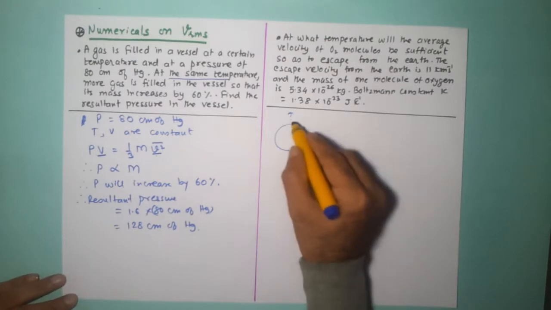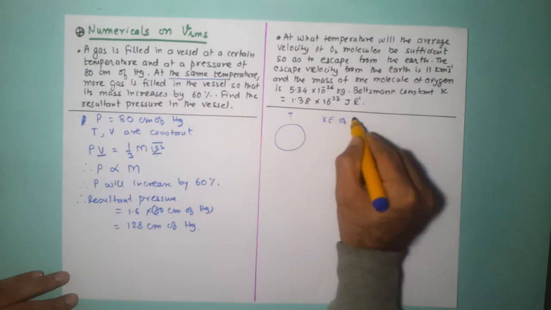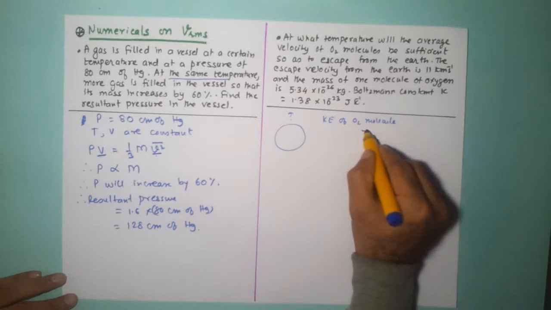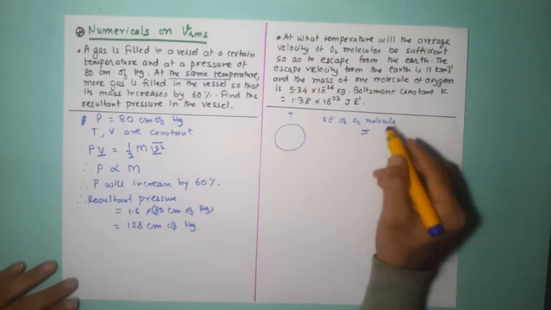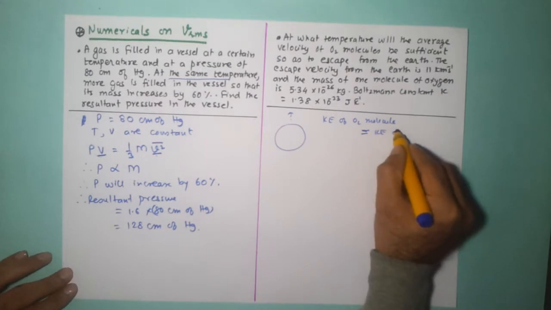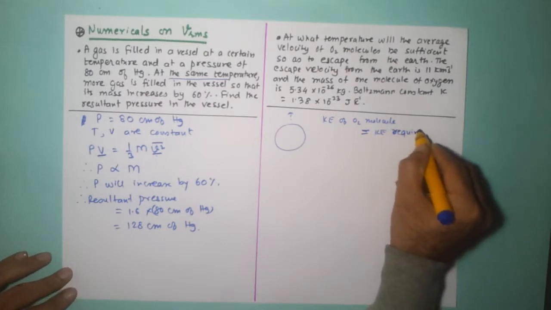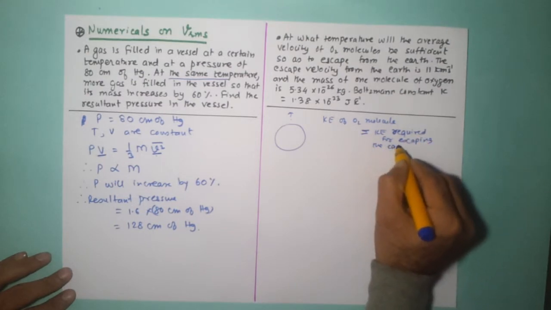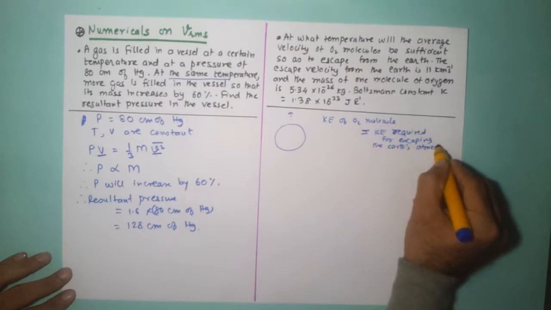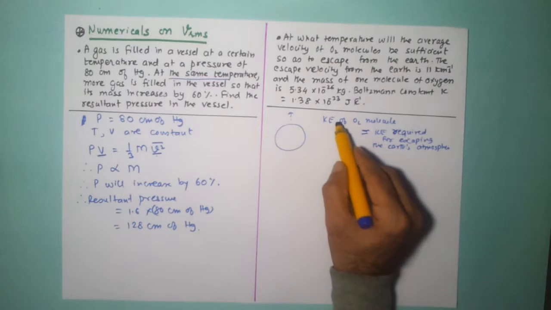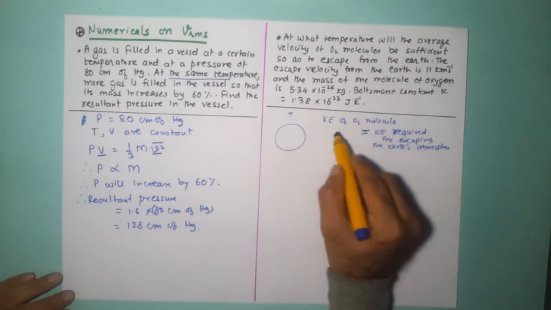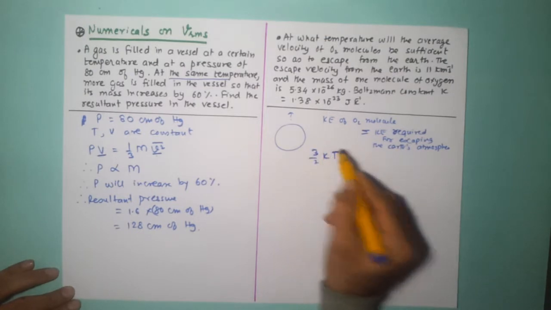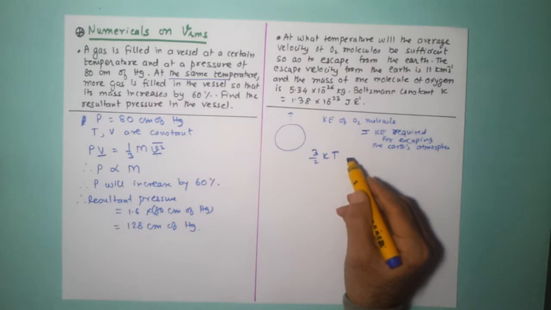atmosphere of the Earth, what should happen is that the kinetic energy of O2 molecule should be equal to, or should be greater than, or at least should be equal to the kinetic energy required for escaping the Earth's atmosphere. Now, what is the kinetic energy of an oxygen molecule? The kinetic energy of an oxygen molecule, or any gas molecule, is given by 3 by 2 kT.